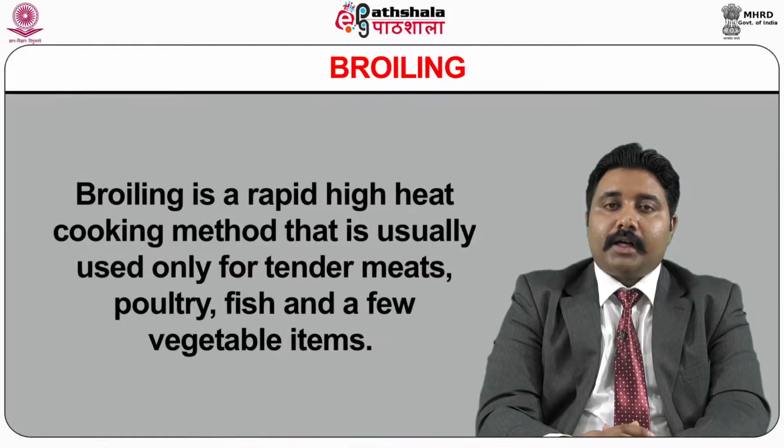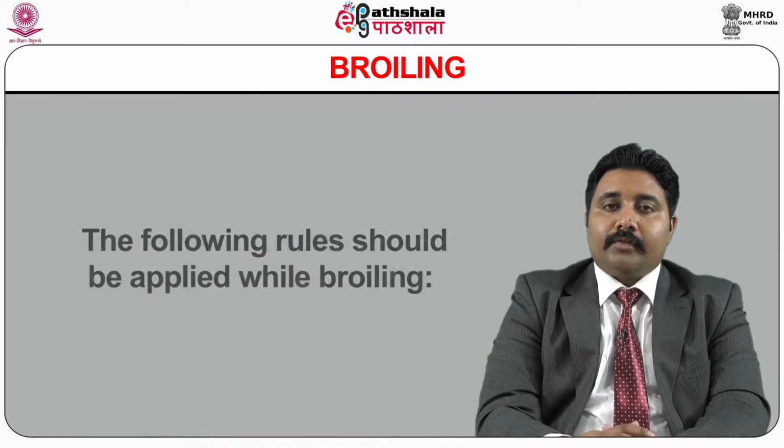Broiling is a rapid high heat cooking method that is usually used only for tender meats, poultry, fish and a few vegetable items. The following rules should be applied while broiling. Turn the heat on full. Cooking temperature is controlled by moving the rack nearer or further from the heat source.